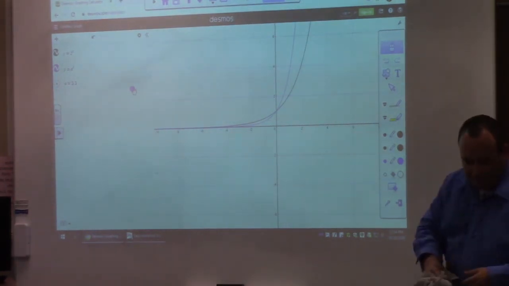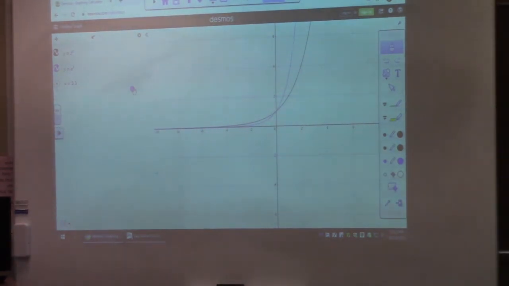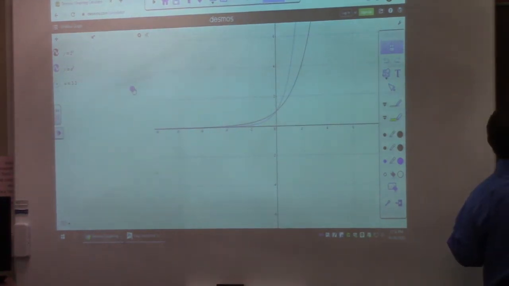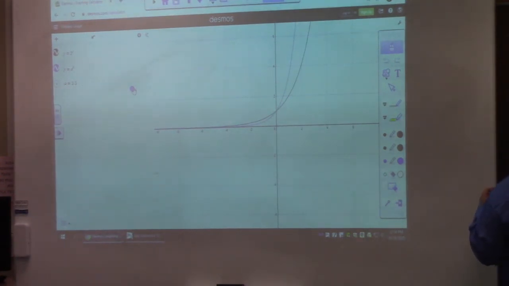Now, there are different ways to look at this, but one way we can look at it is if you go through 0, you can look at y equals 2 to the x.